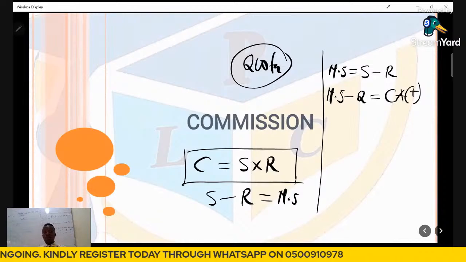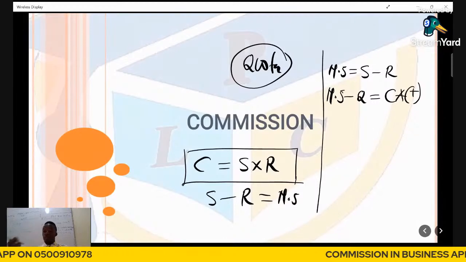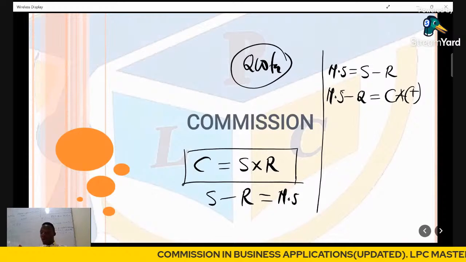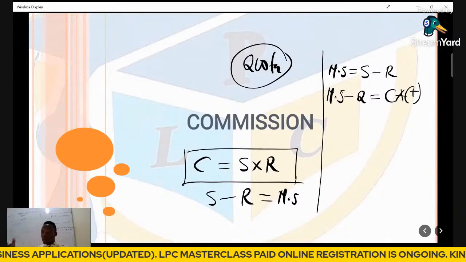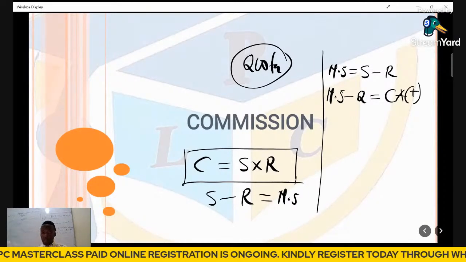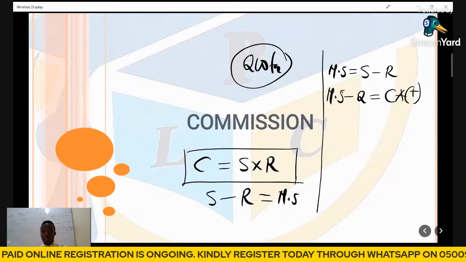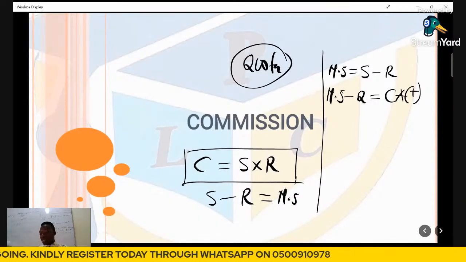So if there are returns and there is a quota as part of the requirement of the question, you must first subtract the returns from the sales so that you get your net sales. After getting your net sales, you compare the net sales against the quota. If you exceed the quota, then for any extra sales after the quota, we apply the rate on it for you to get your commission. We call that the commission amount.